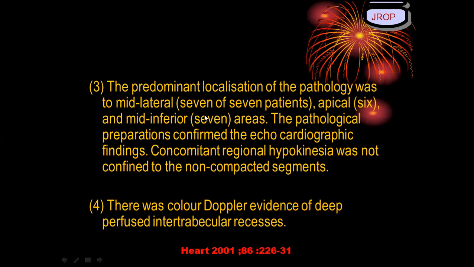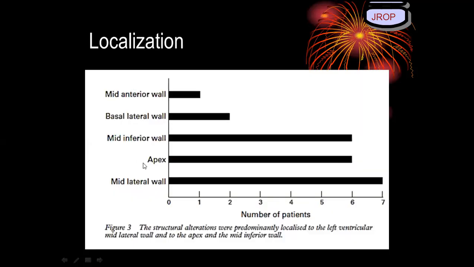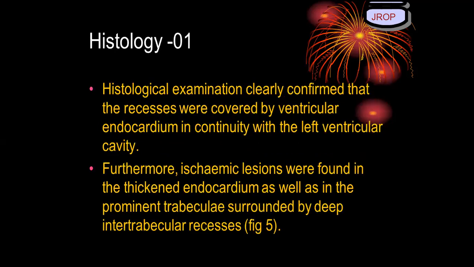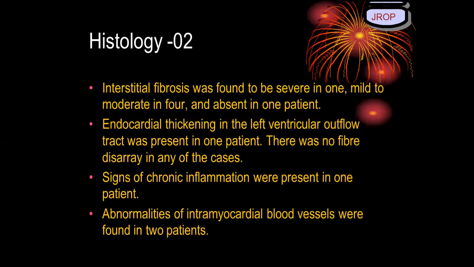The predominant localization of pathology was mid-lateral, and color Doppler showed evidence of deeply perfused intertrabecular recesses. So these are the segment localizations. Look, in the number of patients, the majority have the lateral, mid-lateral wall, apex, mid-inferior. Basal is very few, mid-anterior. So the basal lateral wall is involved, but look at the whole involvement of inferior, anterior, lateral walls. And basal segments are relatively less involved as compared to anterior segments. Then the important part is histology.